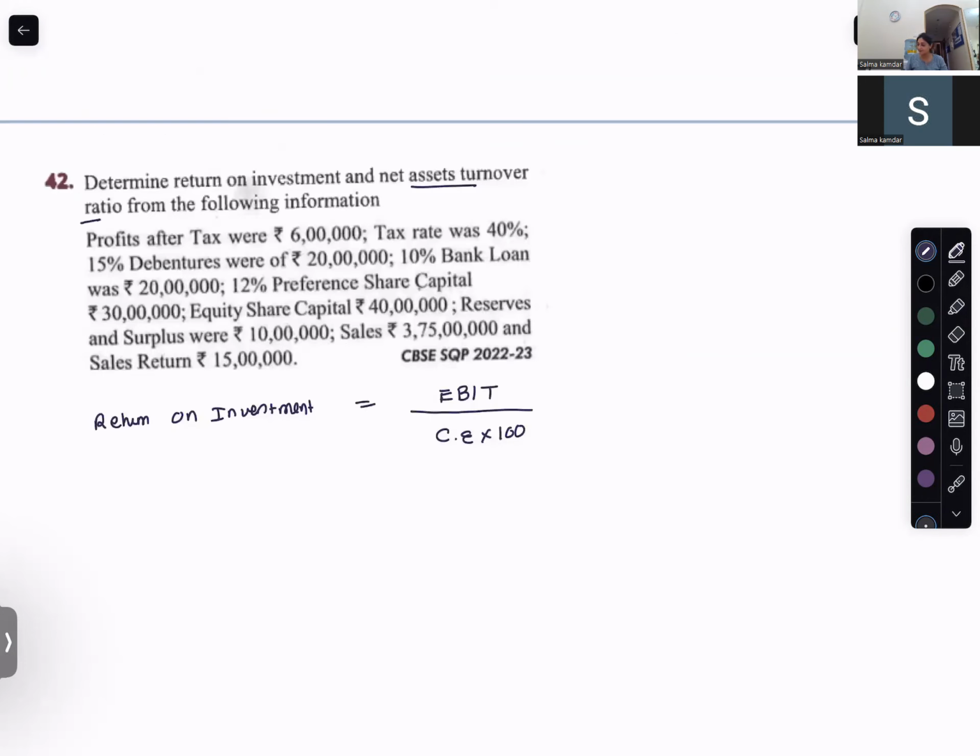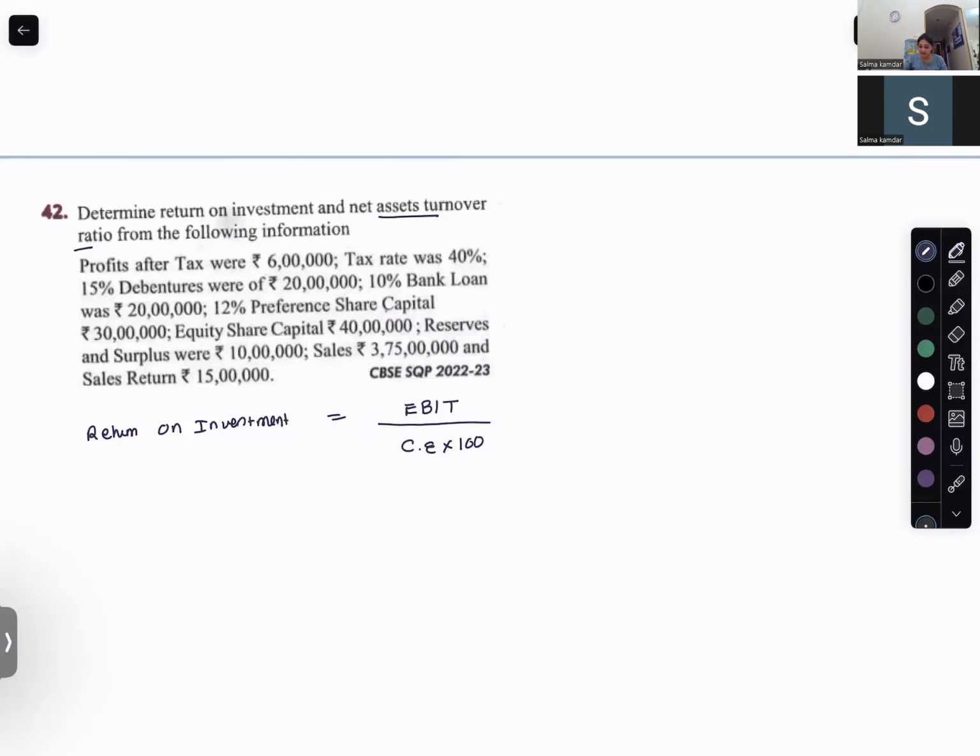Are you with me? When I'm talking about earnings before interest and tax, I can say that profit before interest and tax is earnings before interest and tax, which is called PBIT. Minus interest, I will get profit before tax. Minus tax, I will get my normal profit.